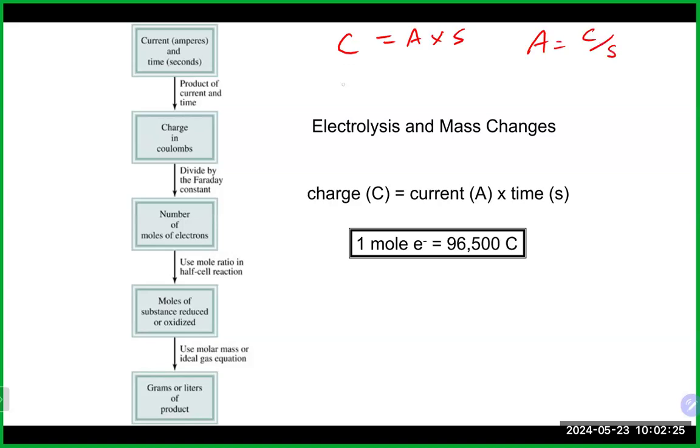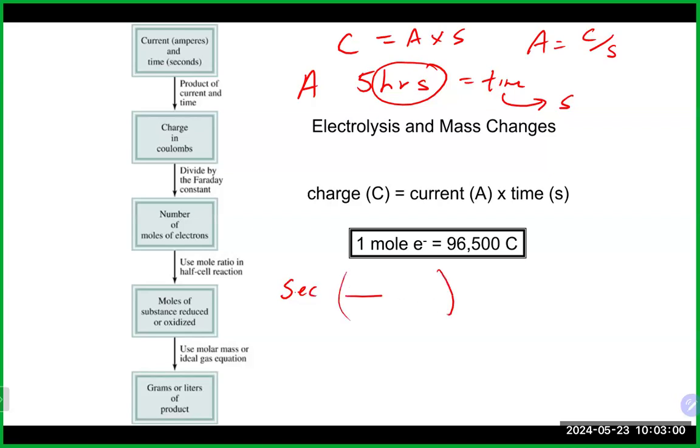So a lot of times, like I said, they will give you, hey, we ran this thing at a certain amperage for a certain amount of hours, say like 5 hours or something like that. How much of this metal are you going to produce, or how much of whatever it may be, are you going to get out of this cell? Because of that, the time they give you is usually in hours. You might want to get it to seconds. And usually, the start of these electrolysis problems is, after you convert your times into seconds, you then multiply it by the amperage, which is basically coulombs per second. The seconds will cancel and it'll give you coulombs.